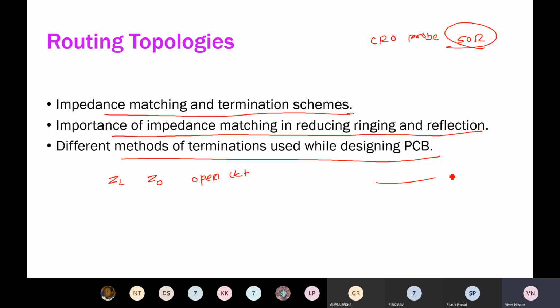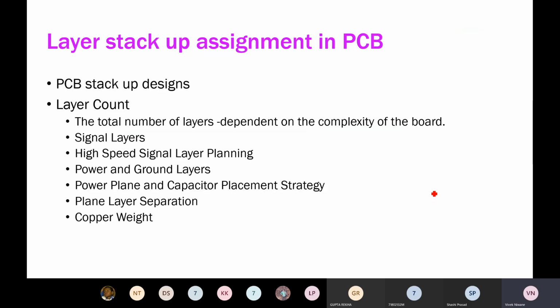I'm not concentrating much on this topic because you already studied the transmission line as a whole unit. All the concepts you studied in the transmission line are applicable over here.